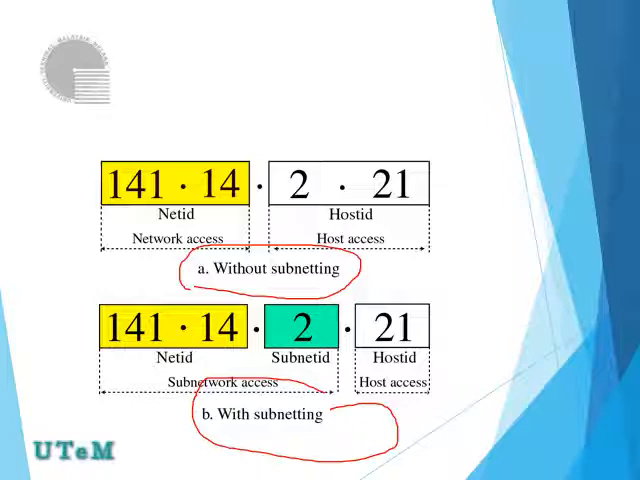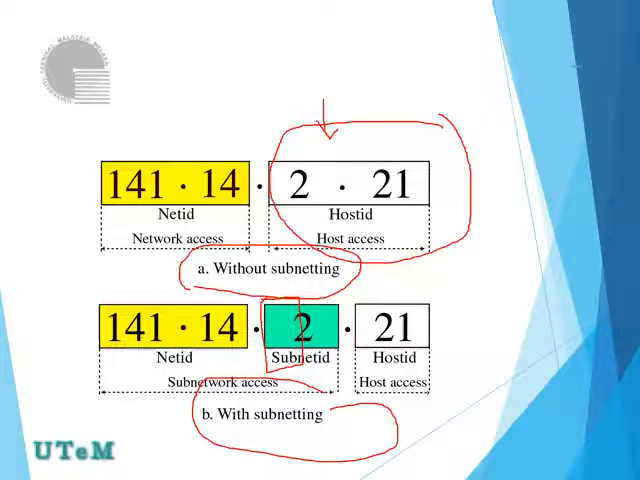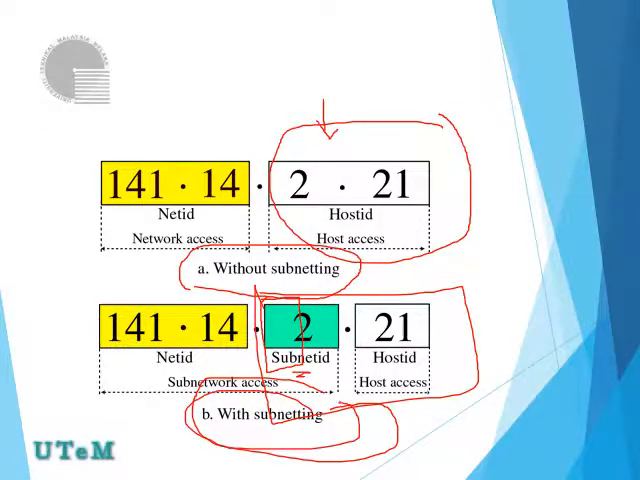Means that you borrow some bits from the host portion. Originally, all bits in the last octet are assigned to the host, but you take some bits from the host portion to become the subnet ID. That is subnetting. Okay.